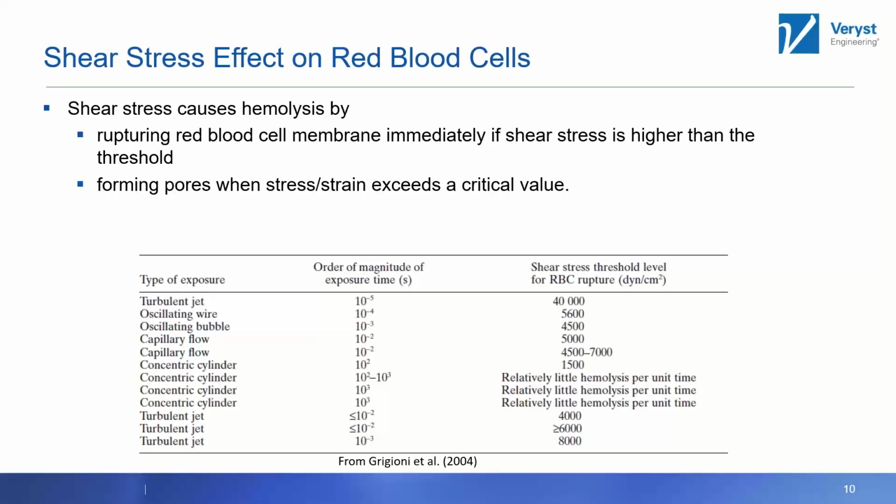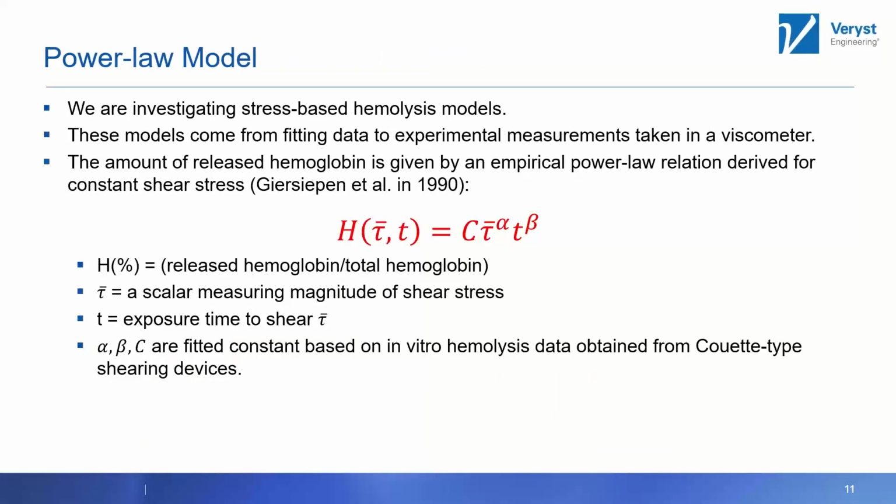So with this background, now let me go to the formulation for the blood damage. In this presentation, we are investigating a stress-based hemolysis model. These models come from fitting experimental data measured in a viscometer. The model is here. H on the left-hand side is the amount of released hemoglobin in the blood, which is a function of tau, a scalar that measures stress on the red blood cells, and T, the amount of time that red blood cells experience that stress.